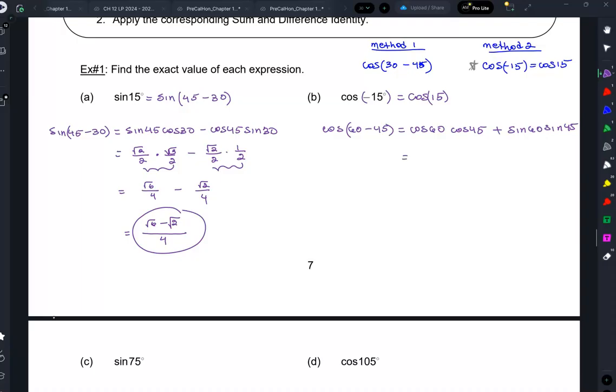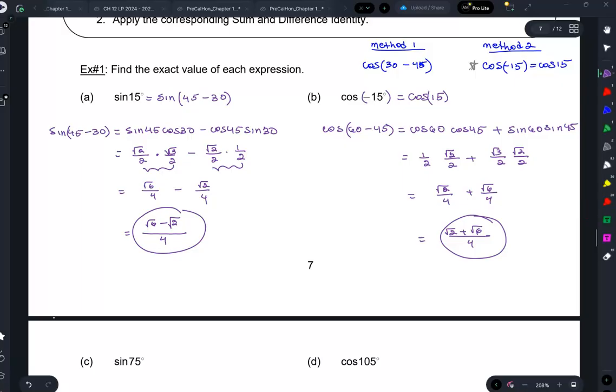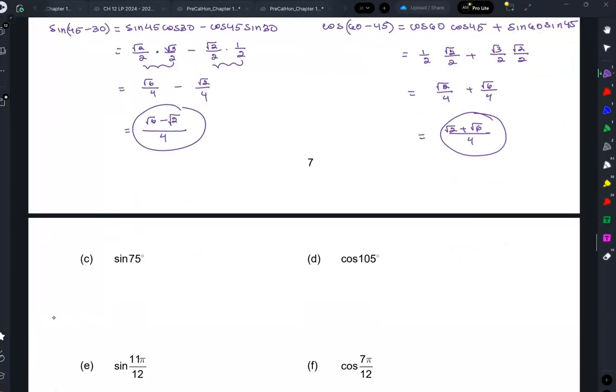That's correct. So cosine of 60 is 1/2. Cosine of 45, root 2 over 2. Plus, if cosine of 60 was 1/2, then sine of 60 is root 3 over 2. Sine of 45 is root 2 over 2. So here I get root 2 over 4 plus root 6 over 4, root 2 plus root 6 all over 4. And you're going to see that you're pretty much going to get the same values in different combinations, okay? A lot of root 6s, a lot of root 2s, a lot of 4s.